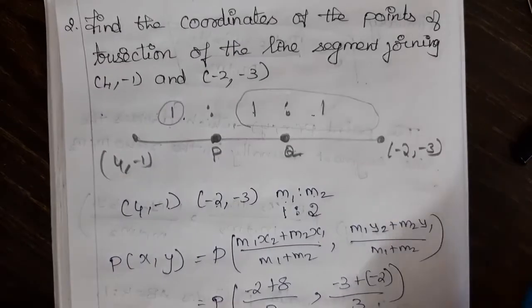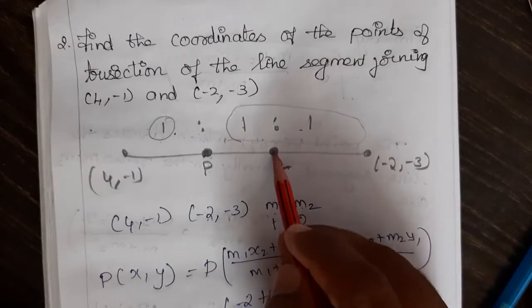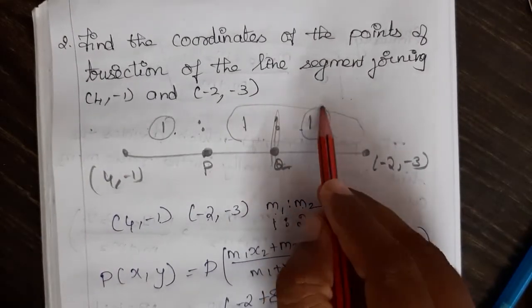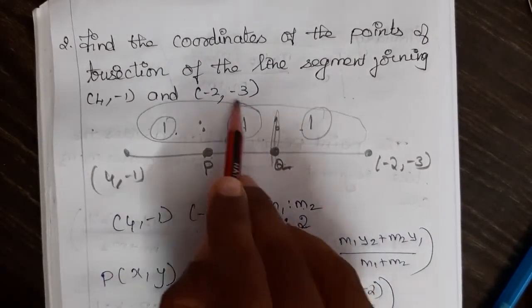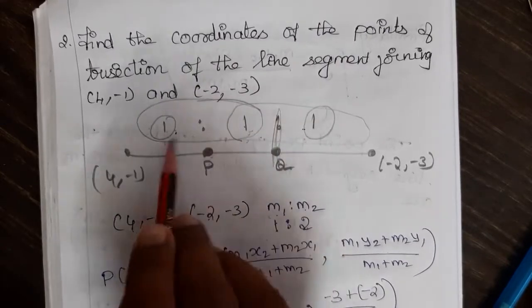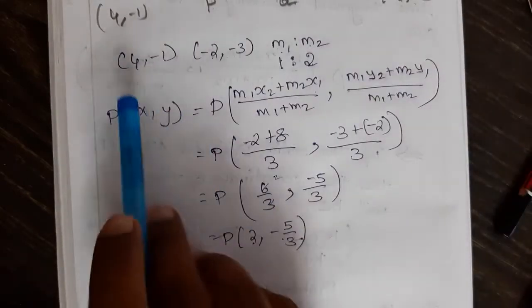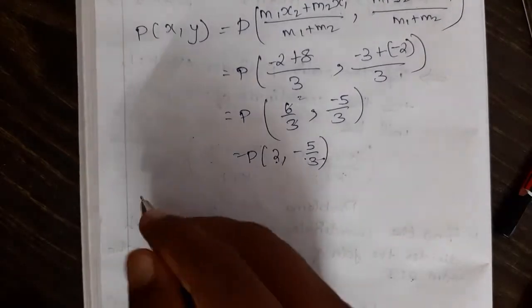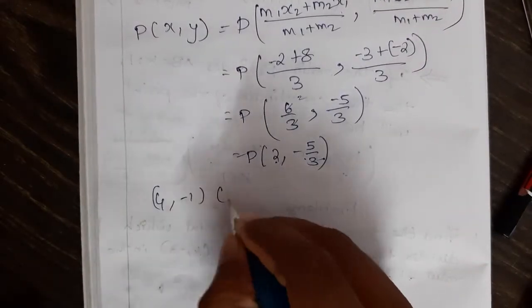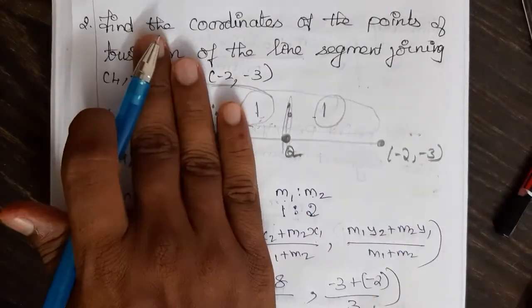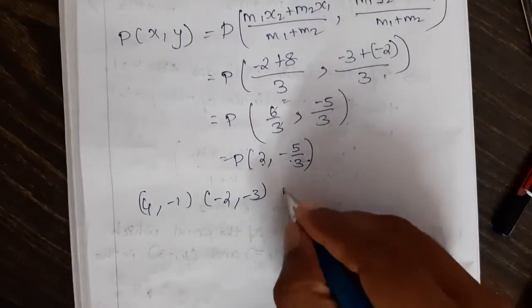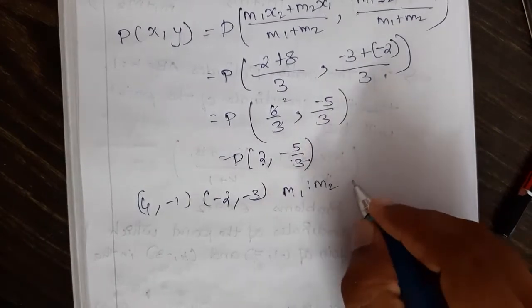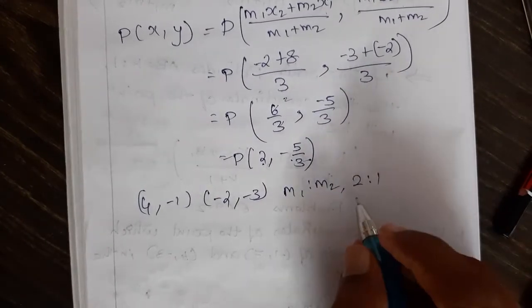Next we have to find the point Q. While considering the point Q, this m2 ratio will become 1 and m1 ratio will become 2. Two sections are here, only one section here, so 2:1. But the starting and end points are the same, 4 comma minus 1 and minus 2 comma minus 3, only the ratios change. While taking Q, this side is 2 parts and this side is 1 part. So m1 is 2, m2 is 1, 2:1, right?